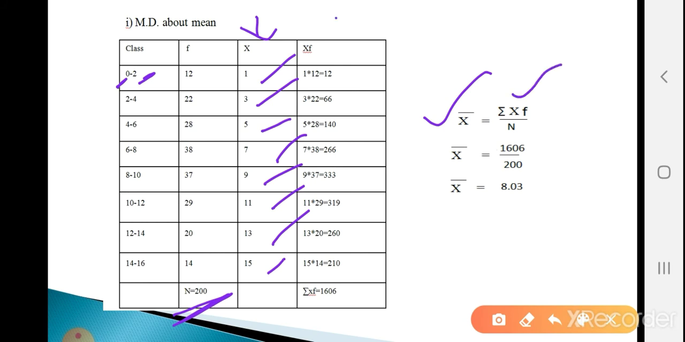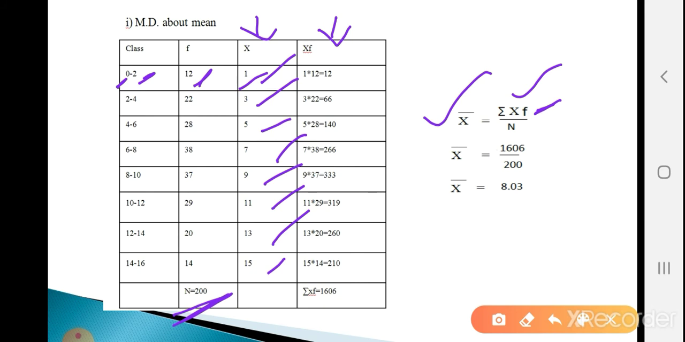So first make the column x into f. What is meant by summation xf? Summation xf means the sum of all the values of x into f, that is the sum of the column xf. What is meant by x into f? Just multiply the x value by the corresponding value of f.